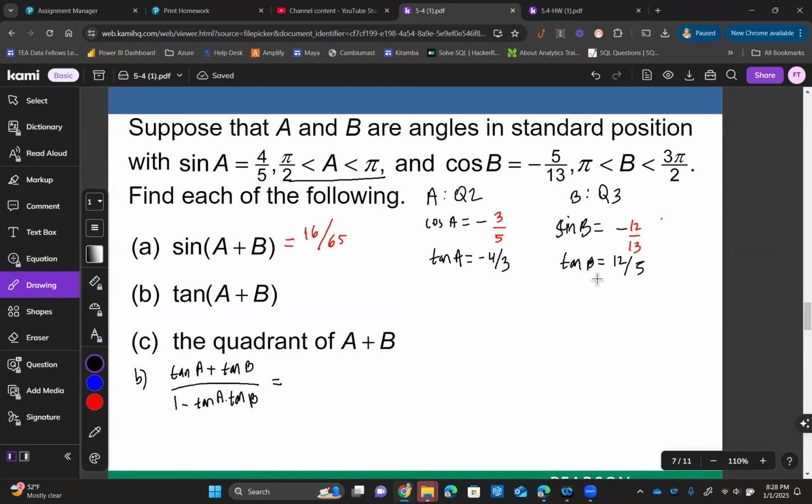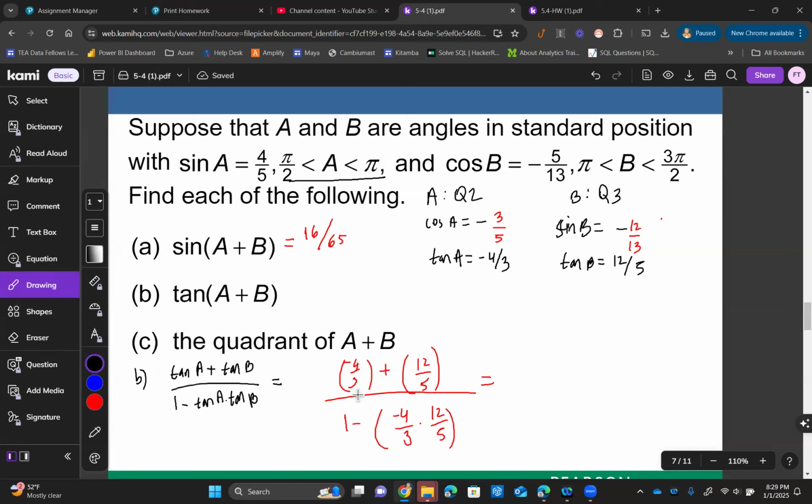Angle B is in quadrant 3, so the tangent value is positive. Once we find the tangent value for these angles, tangent of angle A, which is -4/3, plus tangent of angle B, which is 12/5, all over 1 minus tangent A times tangent B, which is -4/3 times 12/5, and I have to just simplify my problem.